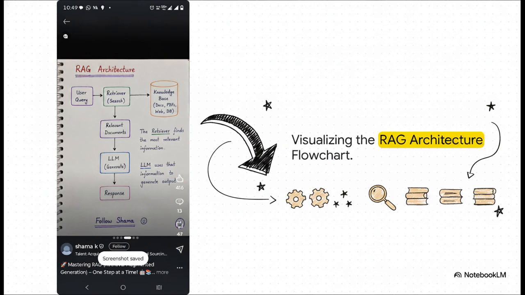Starting over on the left, your user query kicks off the retriever, right? That retriever acts like a search engine, scanning your knowledge base, which could be documents, PDFs, the web, an internal database, whatever. It extracts the relevant documents, feeds those straight into the LLM to generate the output, and boom, ends at your final response at the bottom. By following the flow, it's so easy to see how the external data intercepts the whole process and informs the AI before it ever even starts talking.